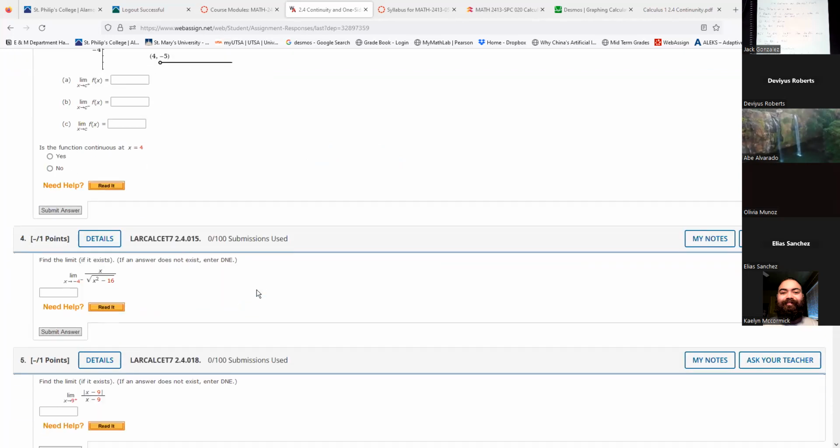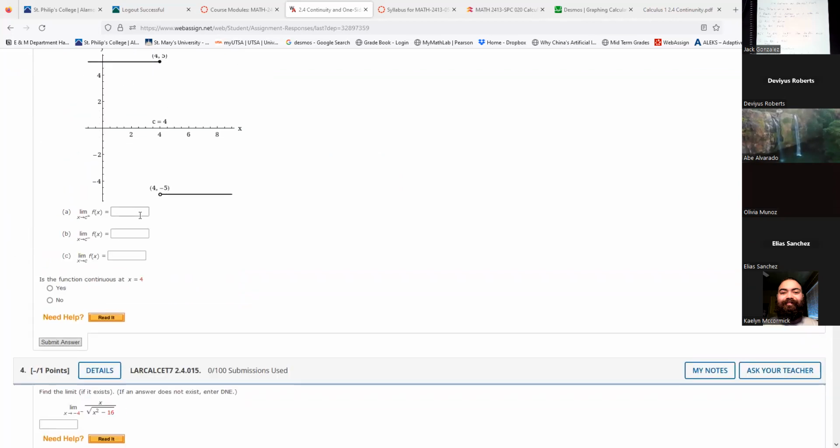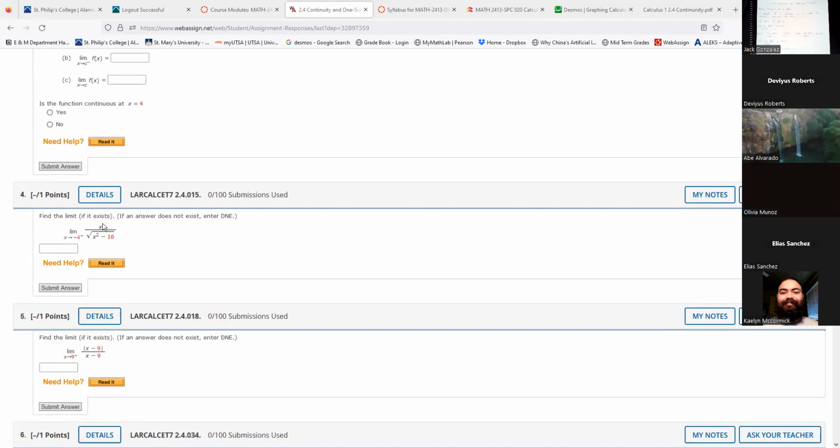All right. This one, they actually give us a function instead of graphs. So how would you approach this? You want the limit from the left, x approaching -4. What would you do? I mean, first we have to remove the square root from the bottom, I guess. You could. I don't know if it would help though.